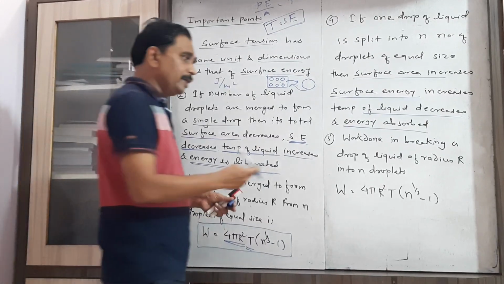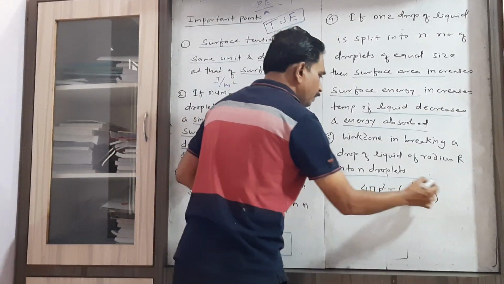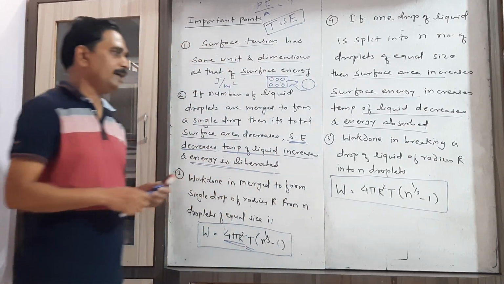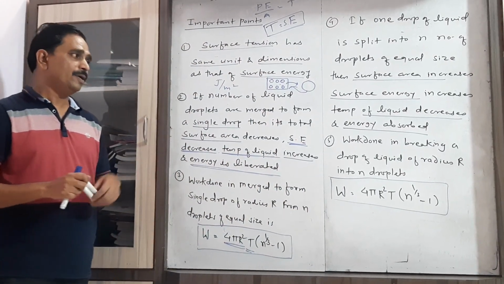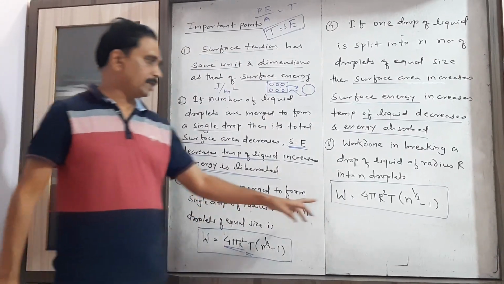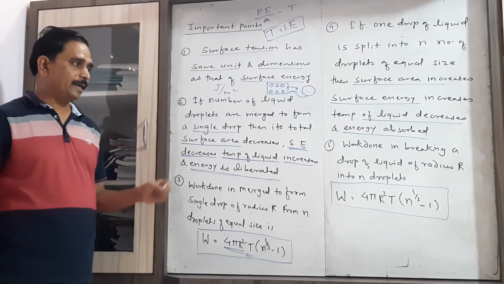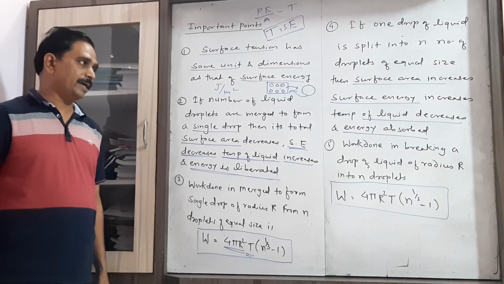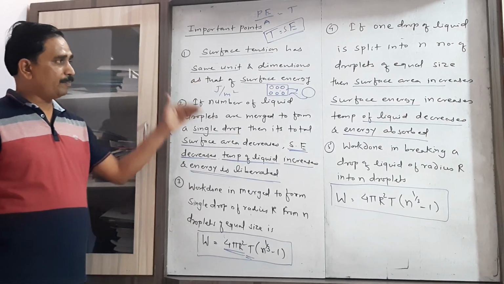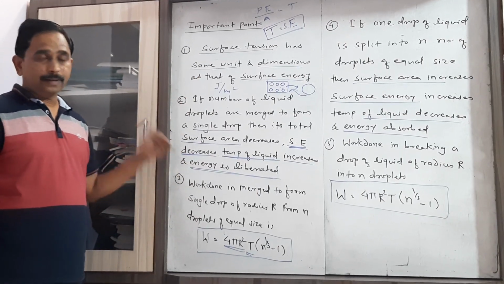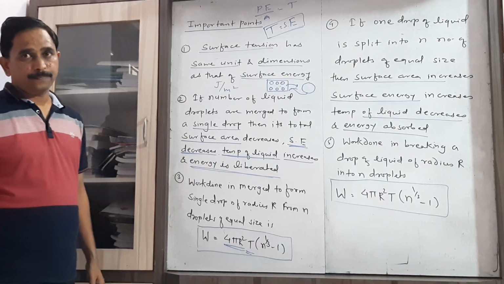Again the work done is the same. That work done in breaking a single drop into many droplets is work done equals 4 pi r square T in bracket n to the power 1 by 3 minus 1. So these are the very important points related to the MCQ or problem.